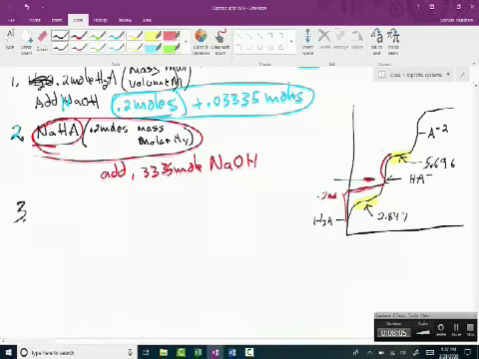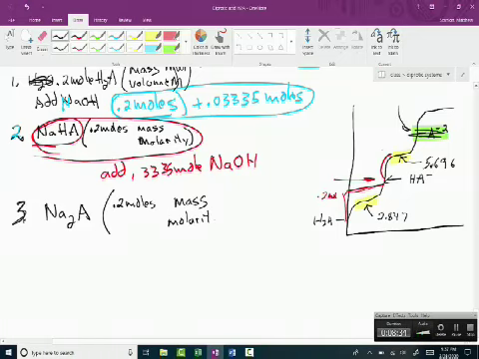The third possibility is to start right here, at A minus 2 over here on the right. A minus 2, and so that would be something of the order Na2A. And again, I need 0.2 moles, because that's the analytical concentration. I can get it either by mass or molarity, or I could use volume and density if I had that. All kinds of different ways. I could do mass percent. That would be awful, but I could do it. And so in this case, it's too basic.